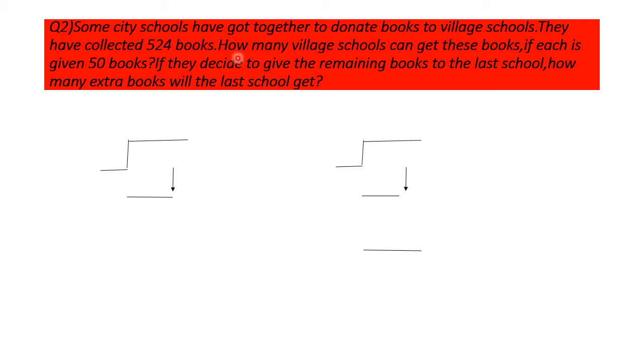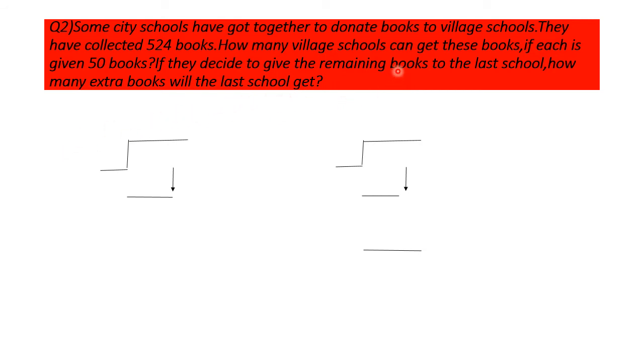Now it is written that we have to find out how many village schools can get these books. If each is given 50 books, that means if one school in the village gets 50 books, we need to find out how many schools in the village will get the books. And one more condition is there: if some books are left, they will be given to the last school. So how many extra books will be given to the last school?